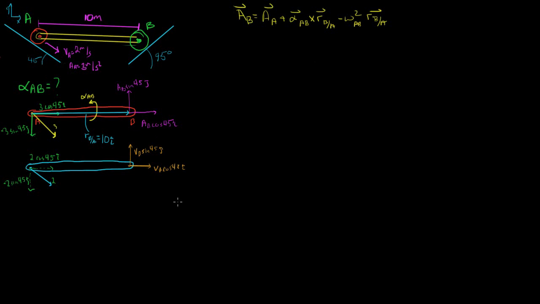Our relative velocity equation is the velocity of B is equal to the velocity of A plus the angular velocity of AB crossed with the position vector of B with respect to A. So our position vector of B with respect to A is the same as it was with our acceleration, and it's going to be just 10i.